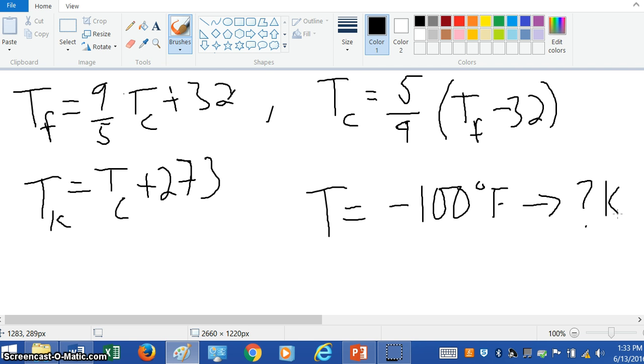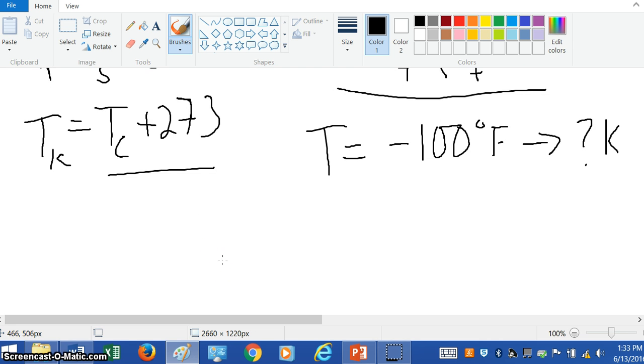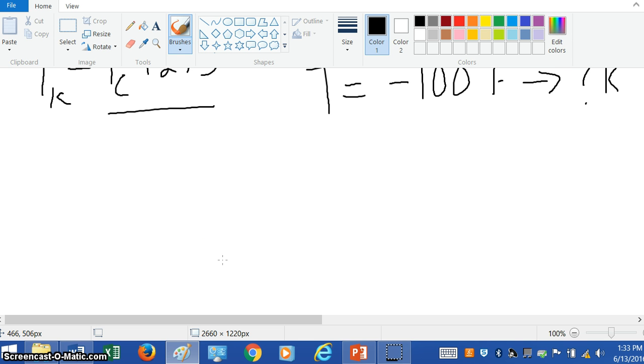Alright, so we have the temperature in Fahrenheit. We want to go to Kelvin, and notice there's not a direct conversion. So what we're going to do is convert the Fahrenheit temperature to Celsius, and then we'll convert the Celsius temperature to Kelvin. Okay, so that's what we're going to do. Let's do this now.